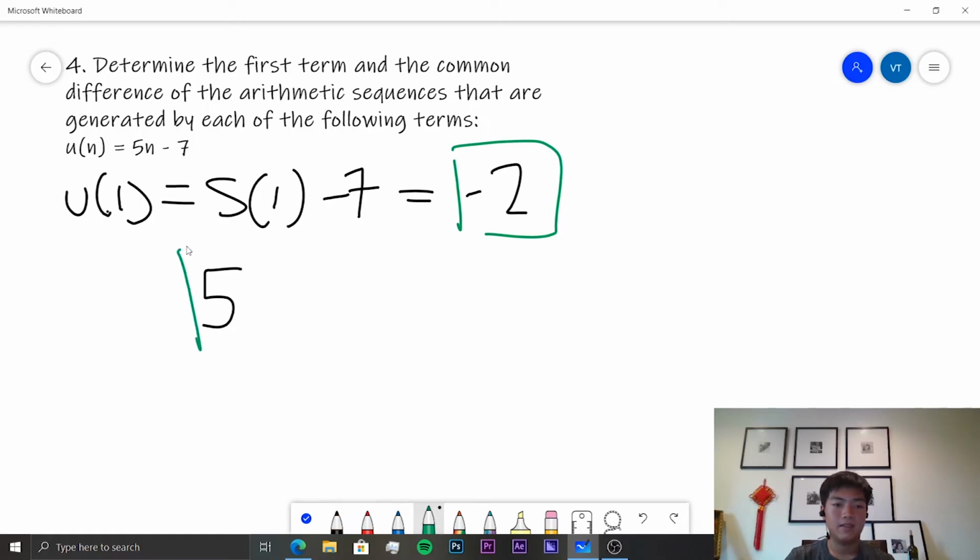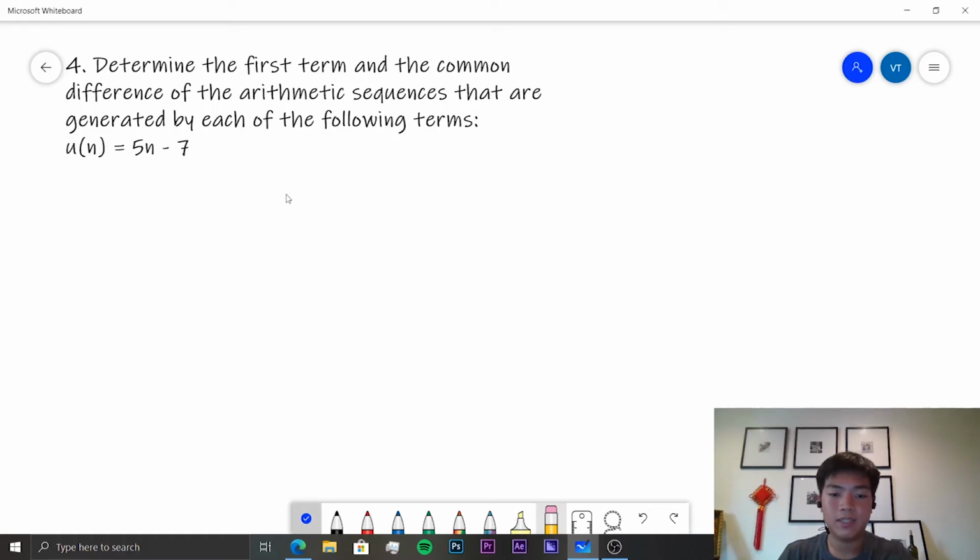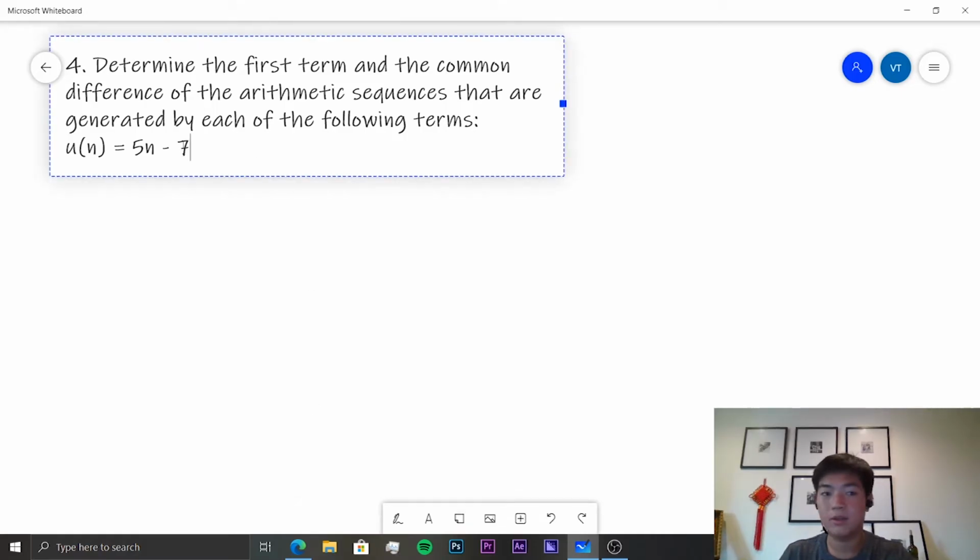Because the difference between each of the terms will be determined by, like, if we add 1 to n, how much will the result increase by? And the answer is 5, because n is being multiplied by 5 to generate the value of each term. So that one's pretty easy. Let's try maybe a harder one.